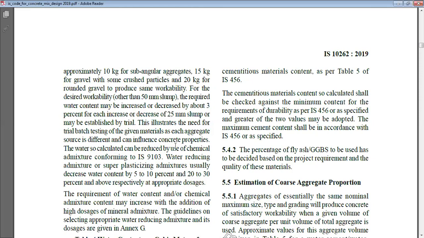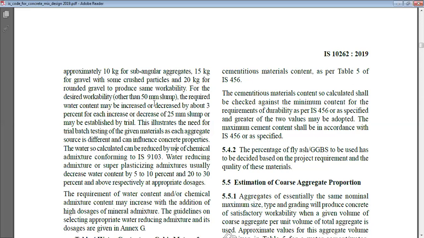If the slump is more than 50 mm or less than 50 mm, you need to apply corrections. That correction is that you need to increase or decrease the water by 3%. Here our slump is 75 mm, which means 25 mm more slump is recorded. Hence you need to increase the water by 3%. If it is 100 mm slump, you need to increase by 6%. For every 25 mm of slump you need to increase 3%.